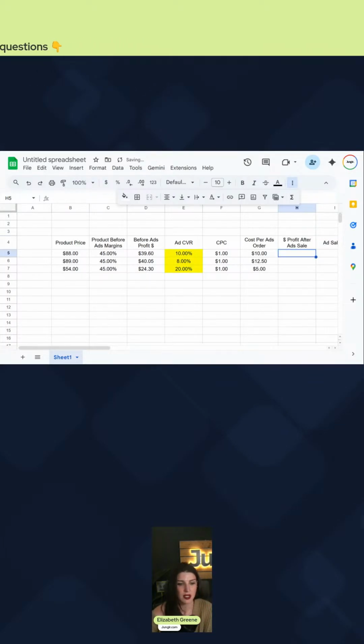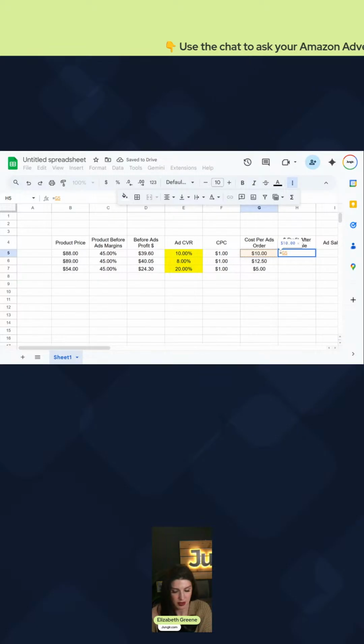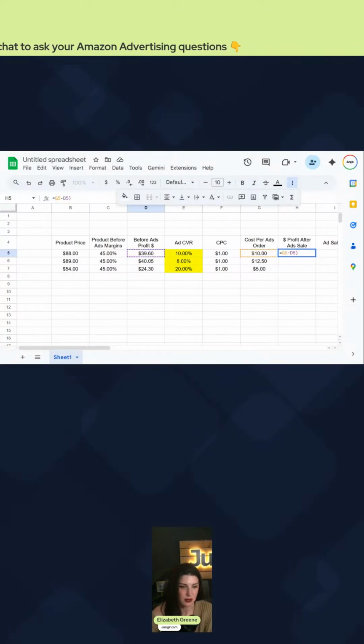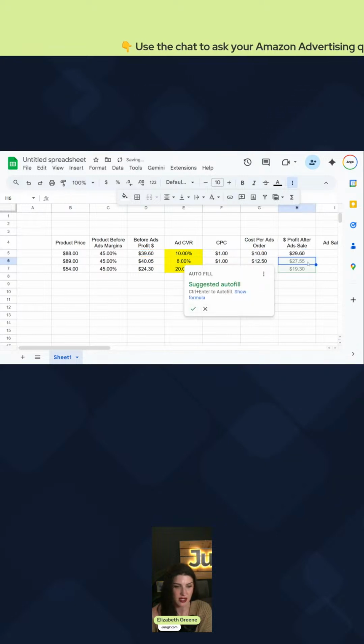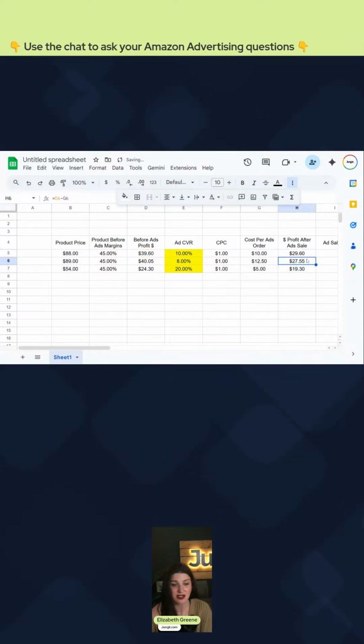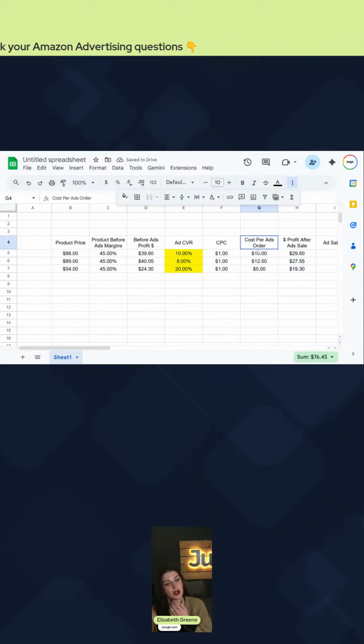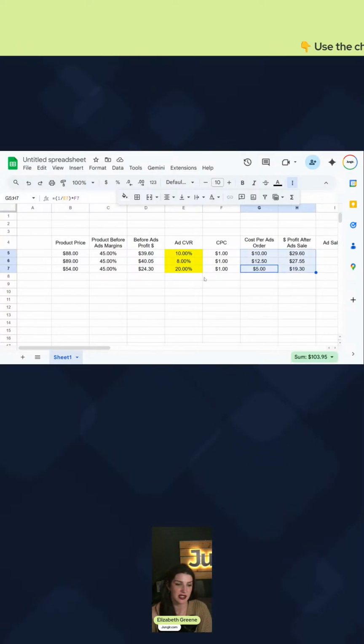So then our dollar profit after ads sale equals the profit minus cost per order. Okay, that's what we're going to do. So we're going to make $29 here, but still make $19 there, right? So our cost per ads order is this, but we actually have lower profits by a little bit.